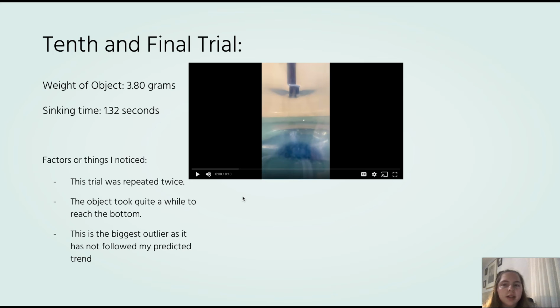Okay, that is my 10th and final trial. The weight of the largest object I have measured is 3.8 grams. The sinking time is 1.32 seconds. Some things I noticed, this trial was also repeated twice because, again, I wasn't quite sure about the seconds. This item took quite a while to reach the bottom, and it's my biggest outlier as it has not followed my predicted trend. It's quite interesting because I think this is where surface area starts to truly affect the objects that I'm testing. And it really just shows me that surface area also affects this, unlike it had affected my fourth or third trial.